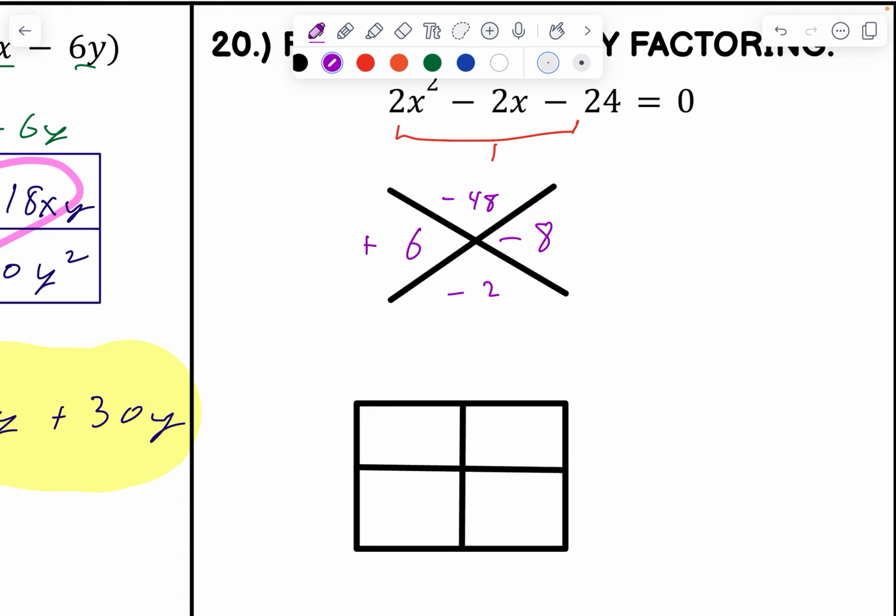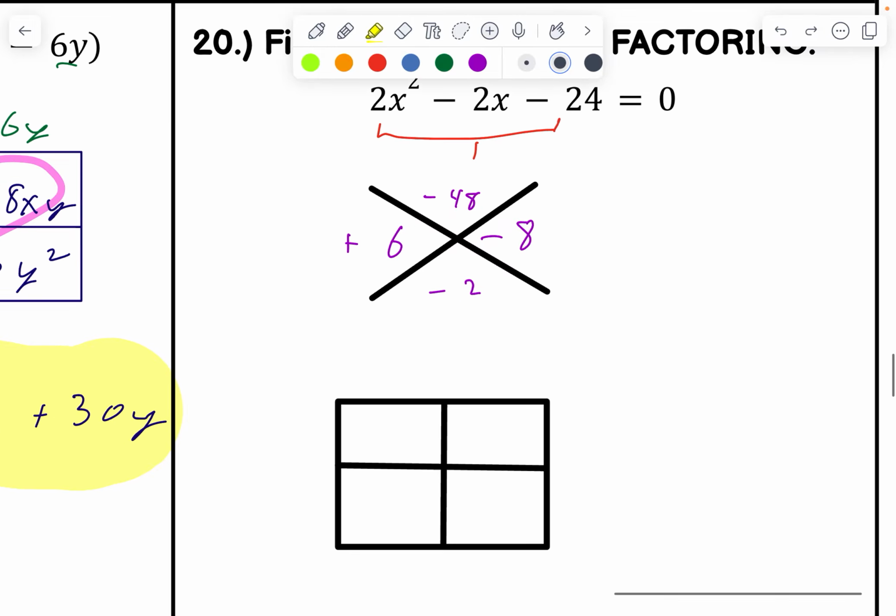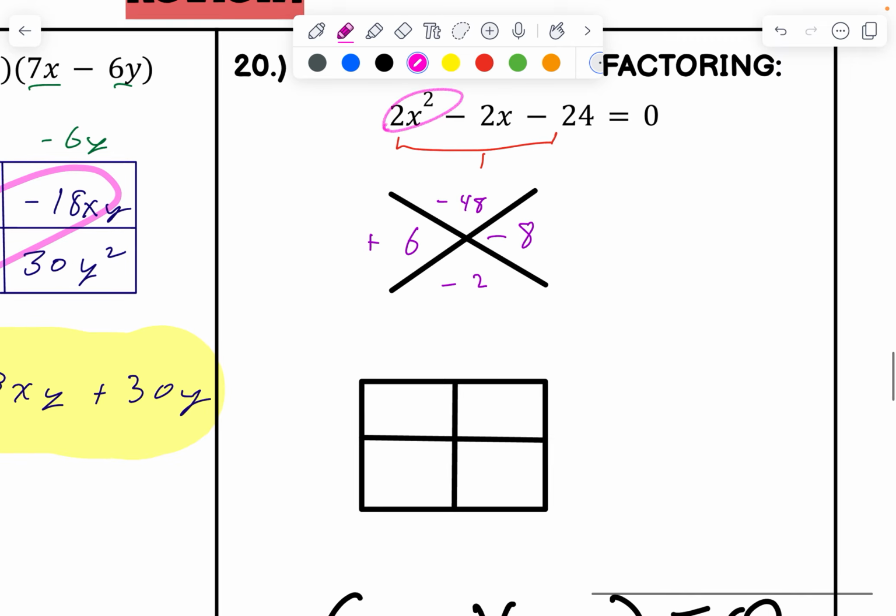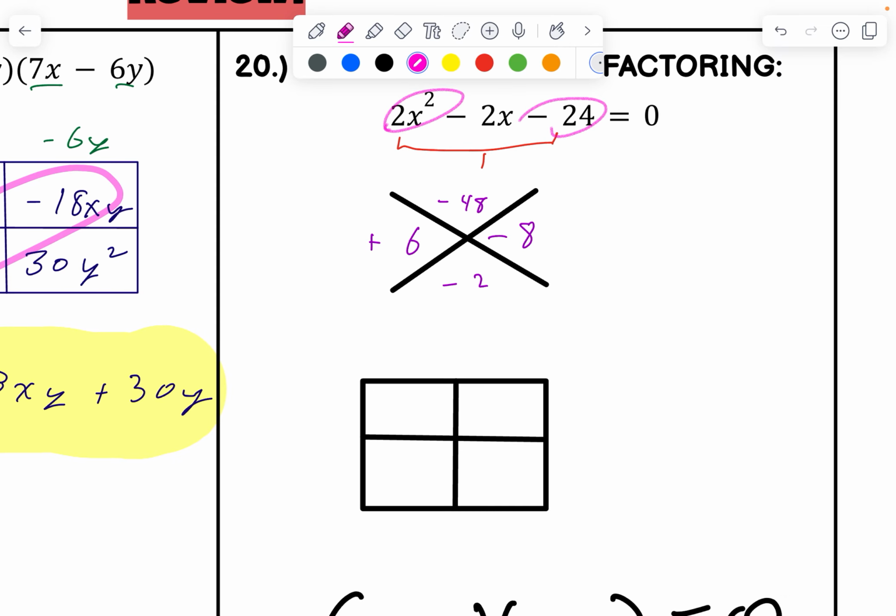Let's check it right now. So let's see. 6 times negative 8, negative 48. That works. How about the bottom? 6 plus negative 8, it's negative 2. It works out. Now, you may have forgotten, okay, well, how do I use the box method for this? You're going to need your first term, the 2x squared. You're going to need the negative 24, and those are going to go in the very first box, 2x squared, and in the back, negative 24.